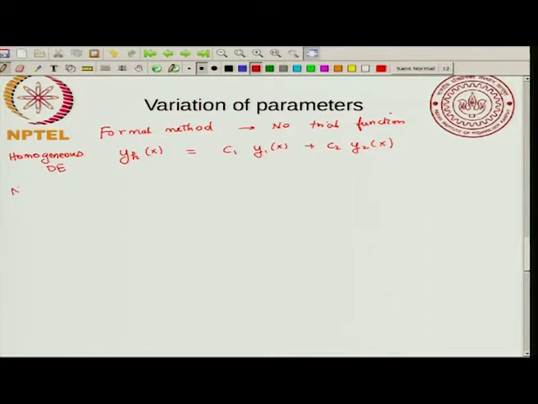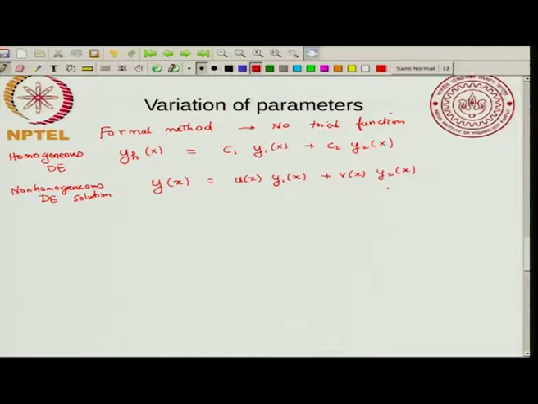Then the non-homogeneous equation solution, what you write is y of x equals u of x times y1 of x plus v of x times y2 of x. So instead of just C1 and C2 being constants, for the non-homogeneous equation you replace them by some function u and some function v. Once you do this, you have to calculate what u and v are.